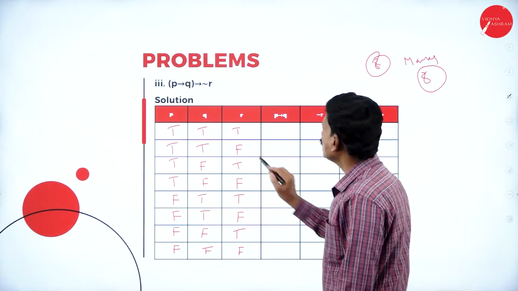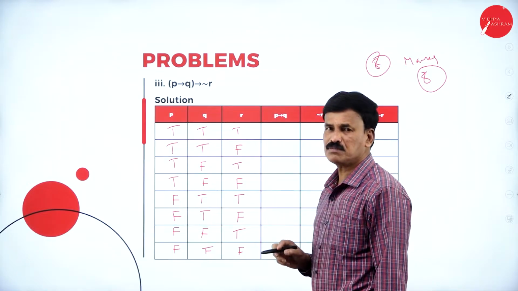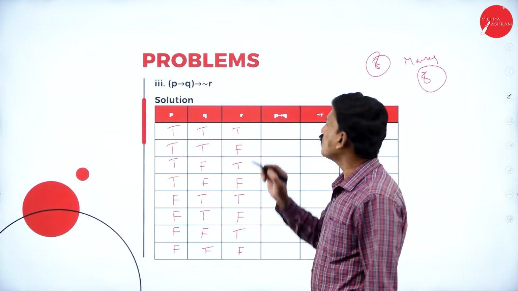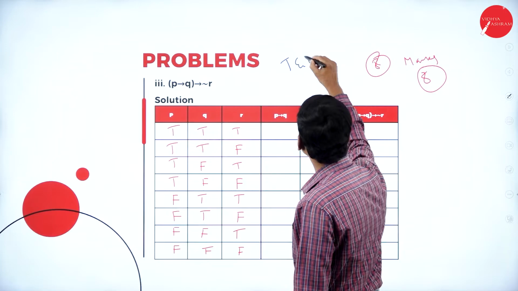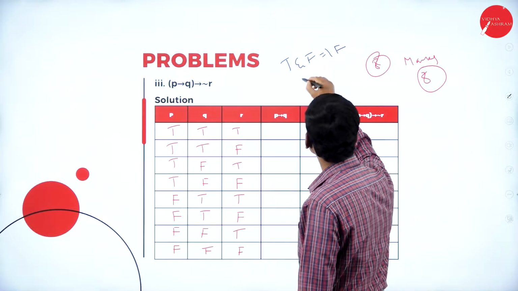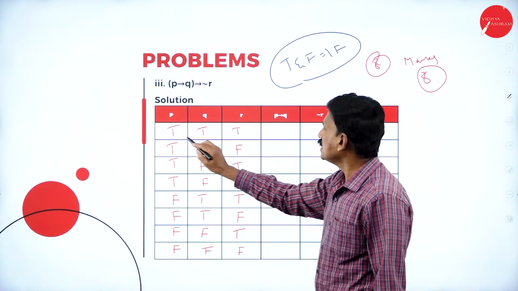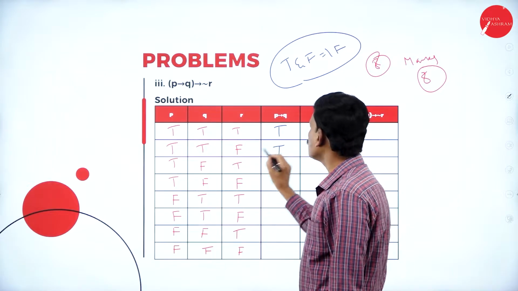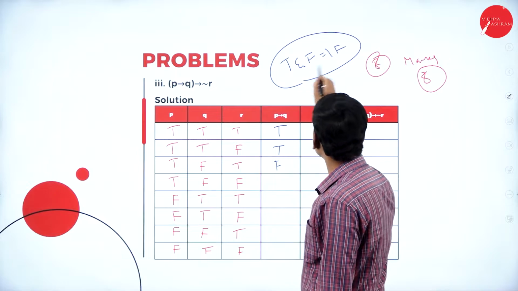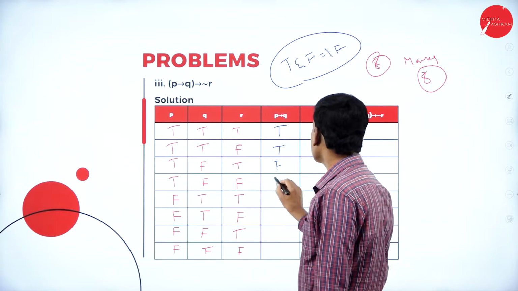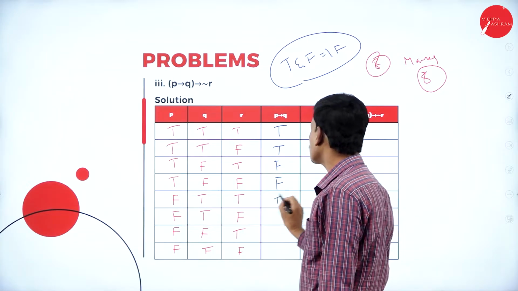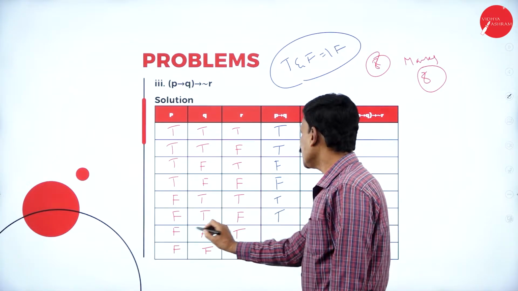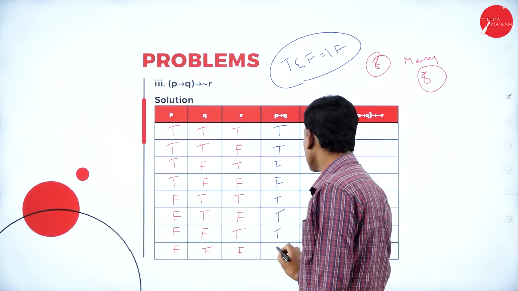That's it. Okay. Now, the conditional statement is what? True and false is false. T and F is F. In other cases, it is true. So, check. Conditional between P and Q. True and true is true. True and true is also true. True and false is false. True and false is also false. Again, false and true is true. False and true is true. Again, false and false is also true. False and false is also true.